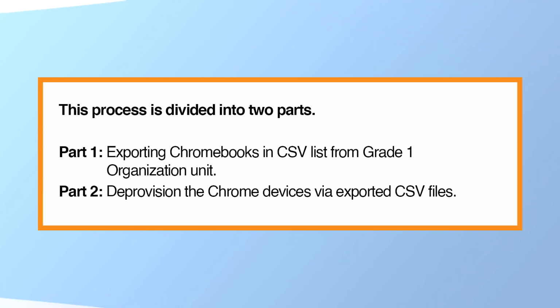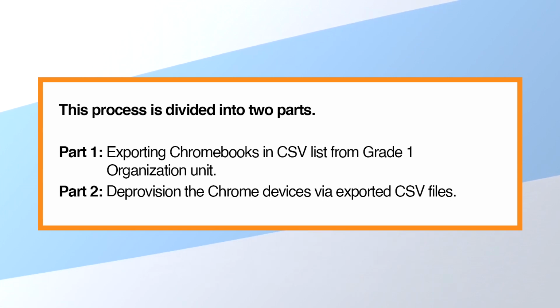Instruction. This process is divided into two parts. Part 1. Exporting Chromebooks in a CSV list from the Grade 1 organization unit. Part 2. Deprovision the Chrome devices via the exported CSV file.